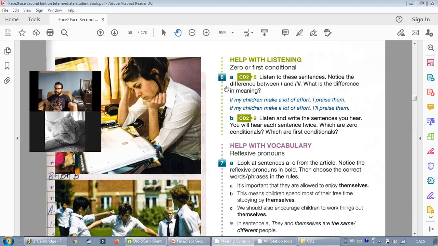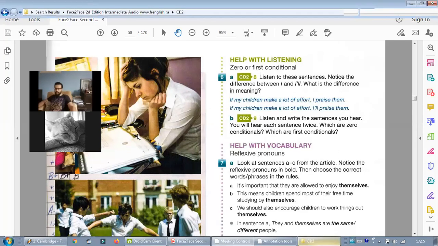Now let's work a little bit on the pronunciation, okay? Because in number 9 it says listen and write the sentences you hear. You will hear each sentence twice, which are zero and which are first conditionals. So here they just want to get your ear tuned to the difference between I go and I'll go, or I take, I'll take, I give, I'll give. It's a small difference. It's just the I'll, the L sort of difference. So it needs a little bit of practice. So let's do this. First of all, let's hear the first two, the ones in blue, and then we can hear a group of examples.